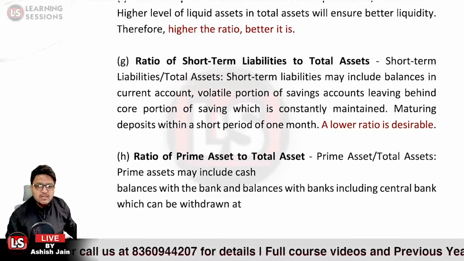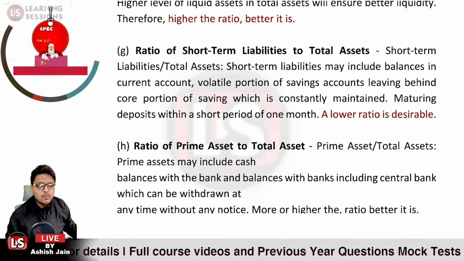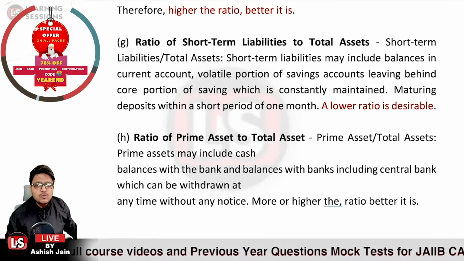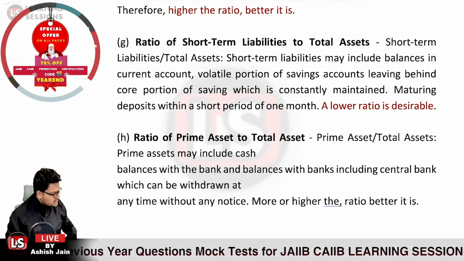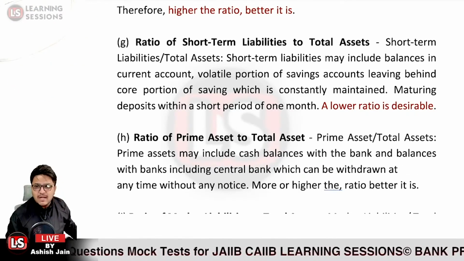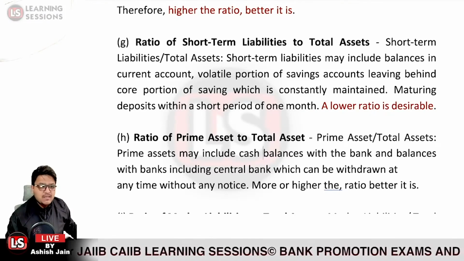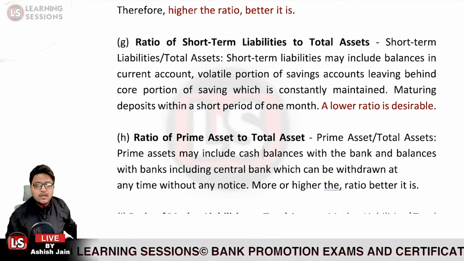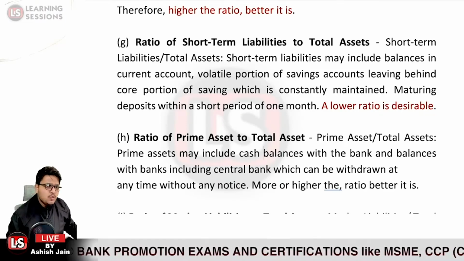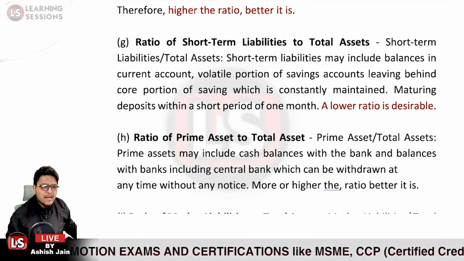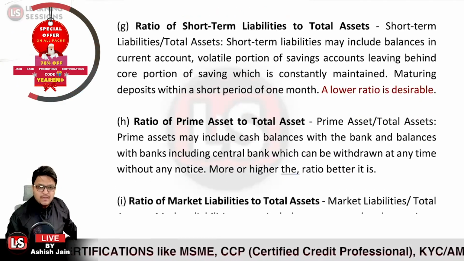And further, H part says ratio of prime assets to the total assets. So what are prime assets? Prime assets include cash balances and balances with banks. Prime assets means those assets which are readily available or readily liquidable, such as cash balances or balances with banks, including the Central Bank of India, which can be withdrawn without any prior notice. Higher the ratio, better it is definitely.